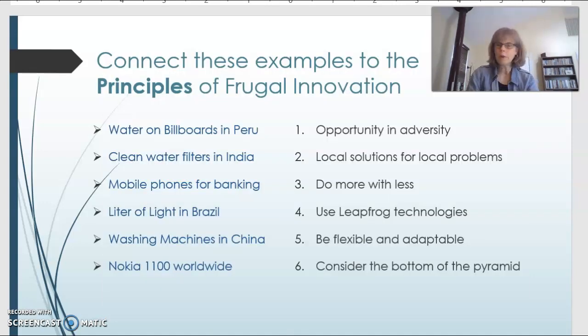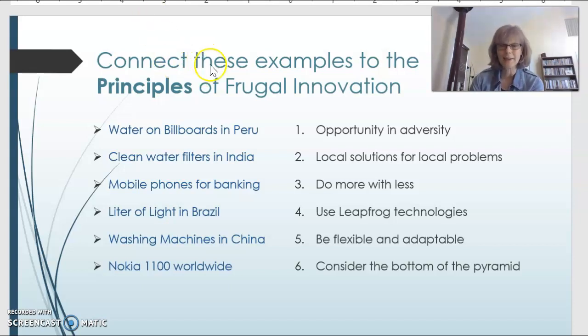The article gave you lots of examples, and I wondered if you could just take a minute. You might want to pause here and connect each of these examples from the article with those 6 principles. If you understood these examples, then you should be able to connect them, and we can do this together. You might want to pause first, and then I'm going to talk through these with you.